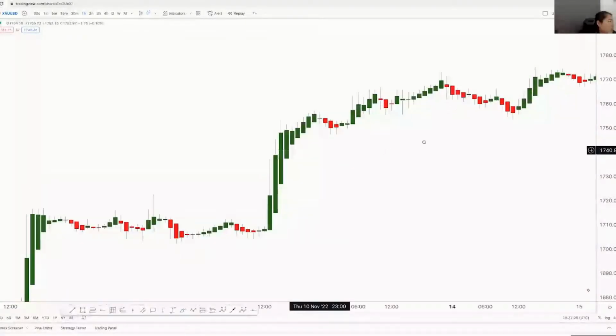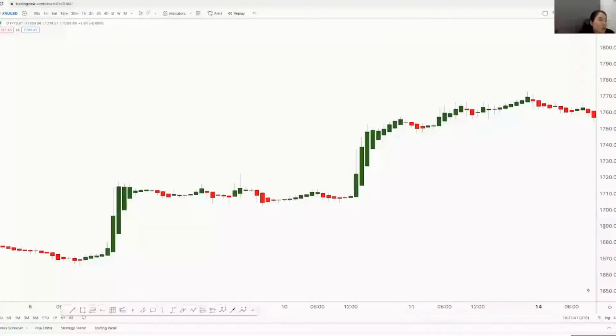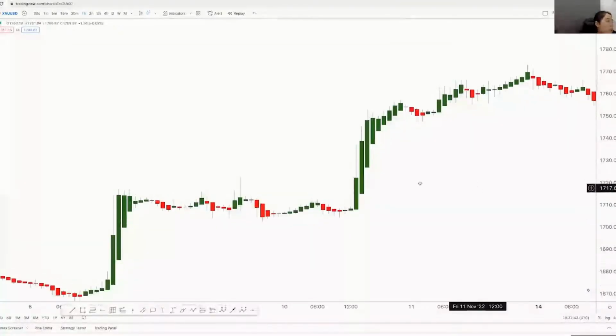I'll give you an example of how to use the Heiken Ashi. But of course, whenever we are looking for a setup in trading, we never ever just use one thing to look for our entry, our stop loss, and our buy. We always combine it with other things, of course.